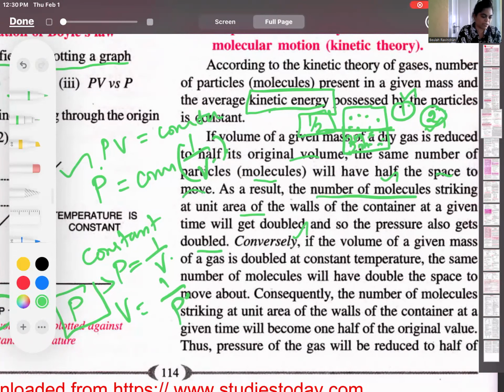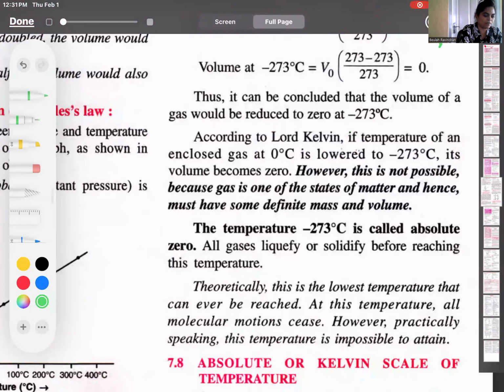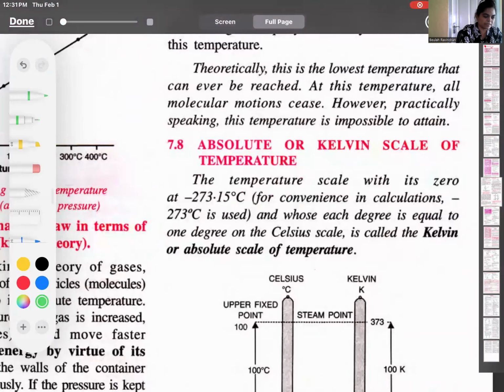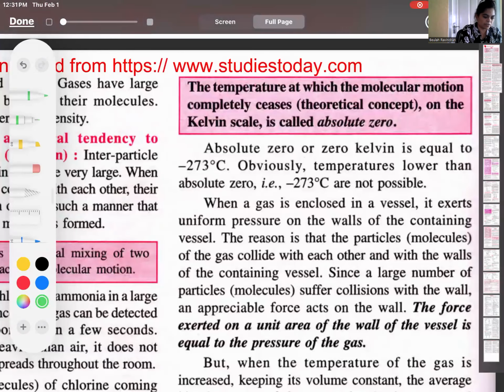If the volume of a given mass is doubled, for example, if you are increasing the volume, then the same number of molecules is going to occupy this volume also. The same number of molecules will have double the space to move about. So consequently, the number of molecules striking a unit area of the walls of the container in a given time will become half of the original. If you consider one space, you will find half a molecule only. Okay, that's the case.